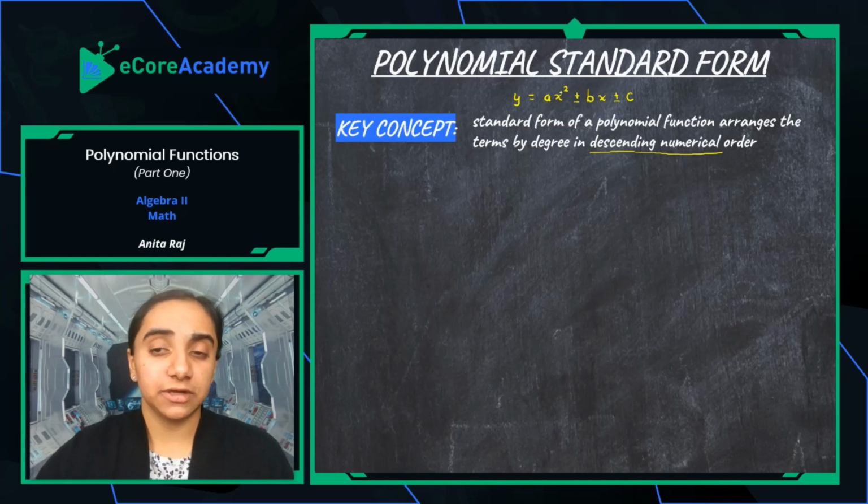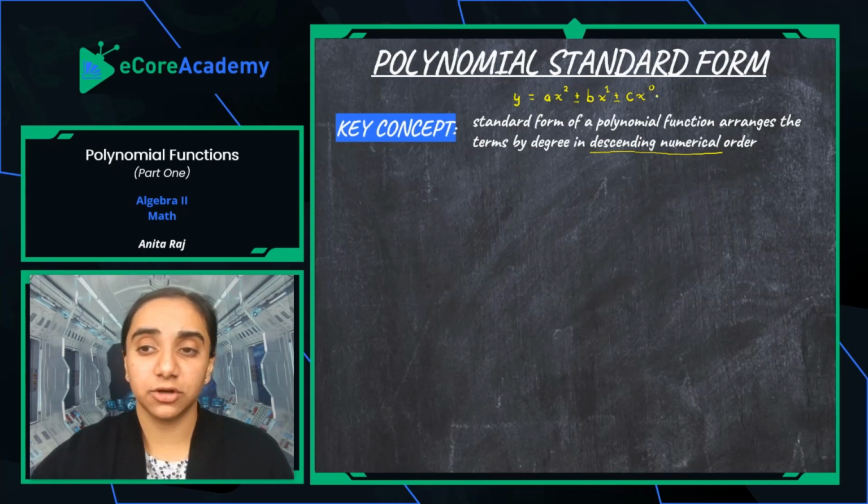This ax squared is raised to a degree of 2. This bx has a degree of 1. Remember, there's an imaginary 1 here. And the c is raised to 0. That's why the x to the power of 0 is 1, and then c times 1 is just c.